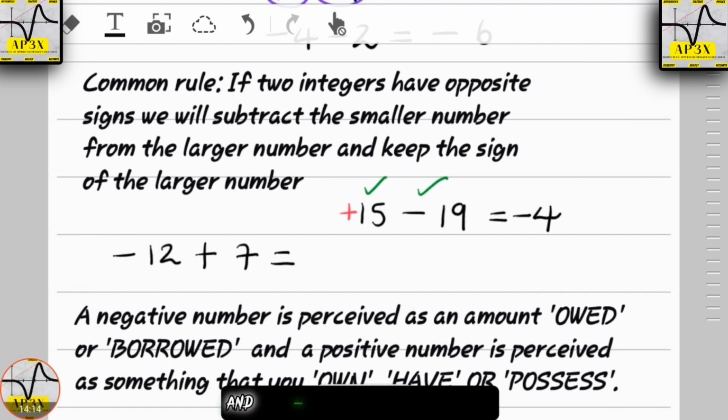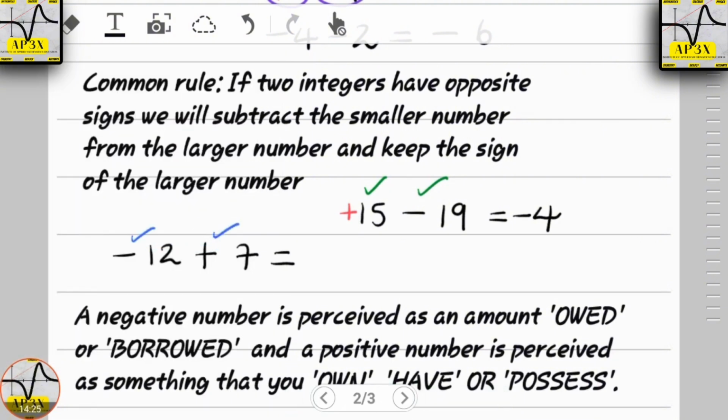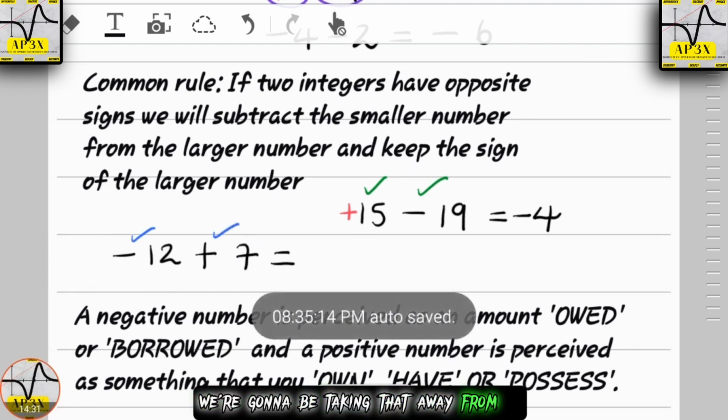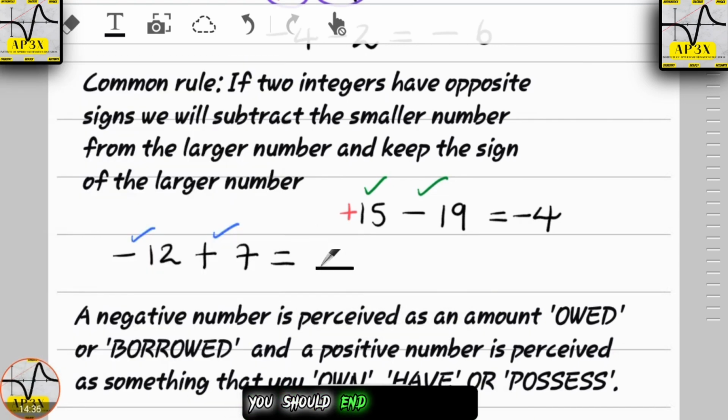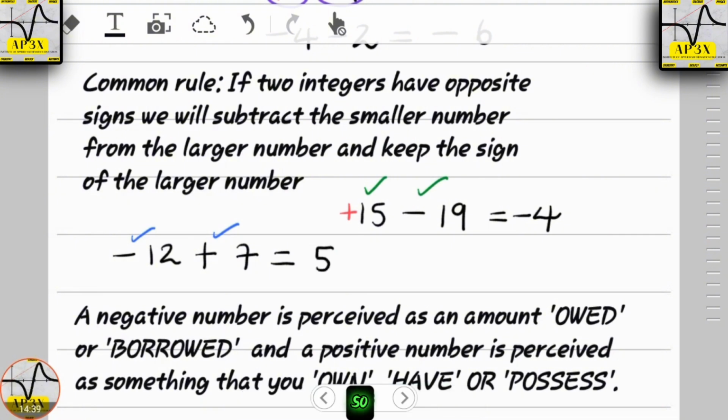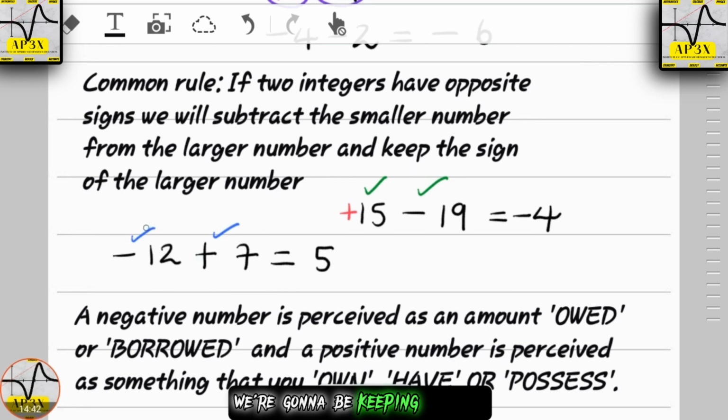So we have opposite signs, and according to the common rule, if two integers have opposite signs, which is exactly what we have here, we're going to be taking the smaller number, which is 7, and taking that away from 12. So if we take 7 from 12, however you want to calculate it, you should end up with 5. So what happens then? We're going to be keeping the sign of the larger number. The larger of 7 and 12 is in fact 12, and 12 has a minus sign in front of it. So our answer here is -5.